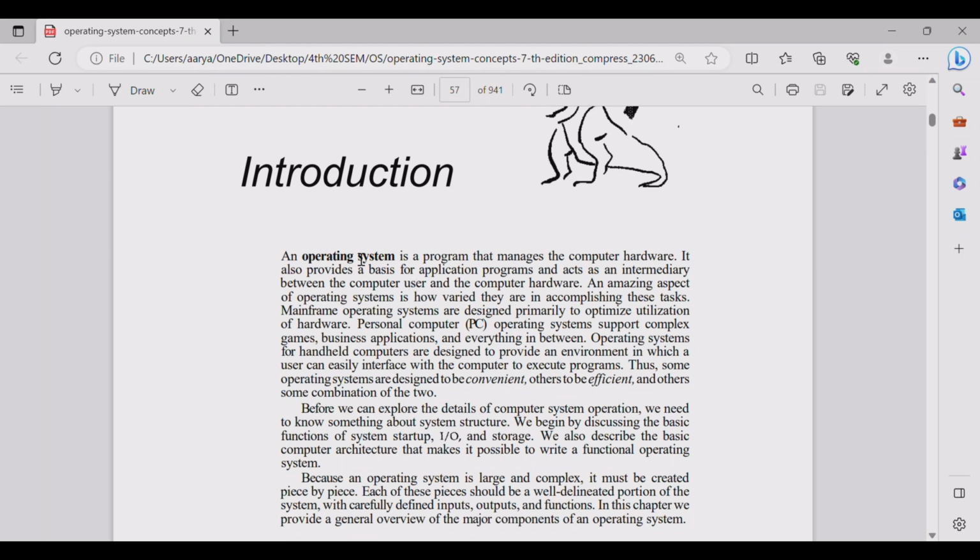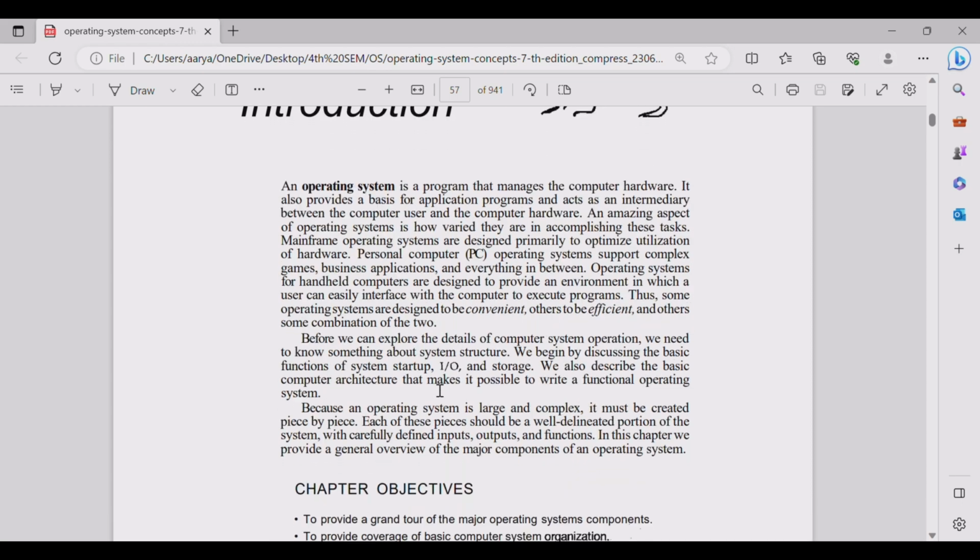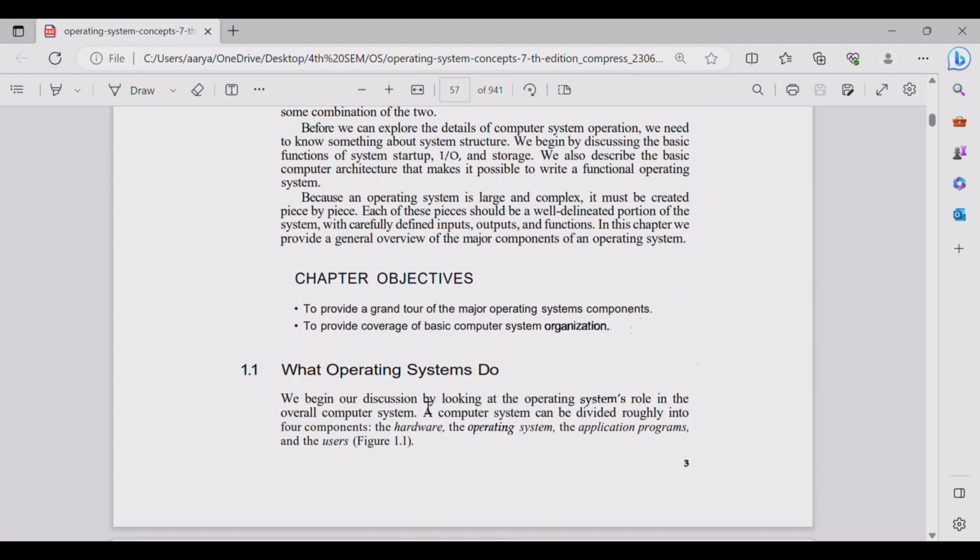Before we enter into the depth, let us know what operating systems are. An operating system is a program that manages the computer hardware, or in other words, an operating system acts as an intermediate between the computer user and the computer hardware. Some OS, also known as operating systems, are designed to be convenient, others to be efficient, and others as a combination of the two. Now let us know what an OS does. Here we come to know what operating systems actually do.